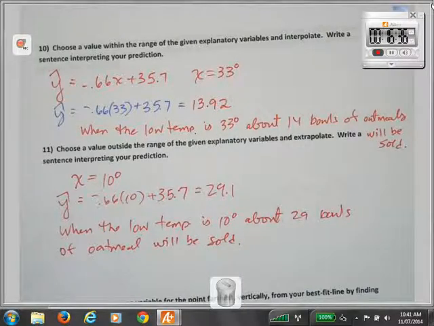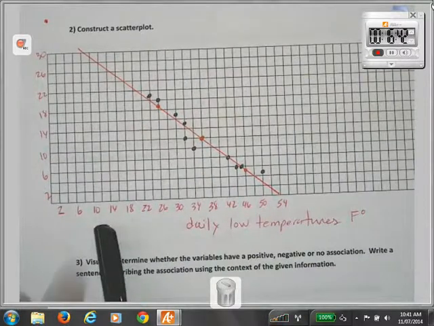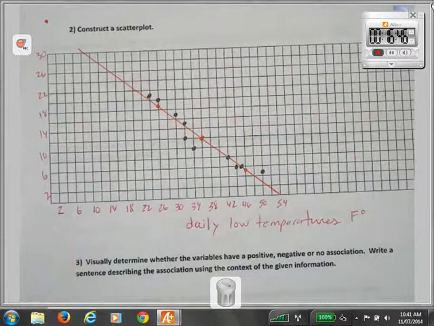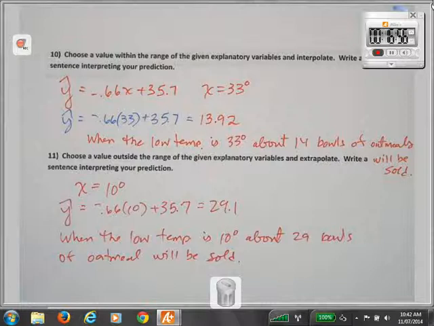Again, just taking a look at the scatter plot for 10-degree days, 10 degrees, all the way up, and yeah, it's getting about 30 up there at the top. 29. So our plot is confirming our answer with the equation. You should check that every time.